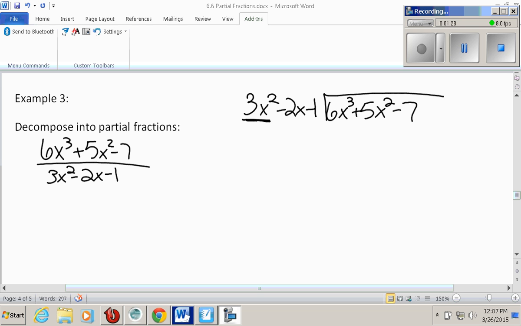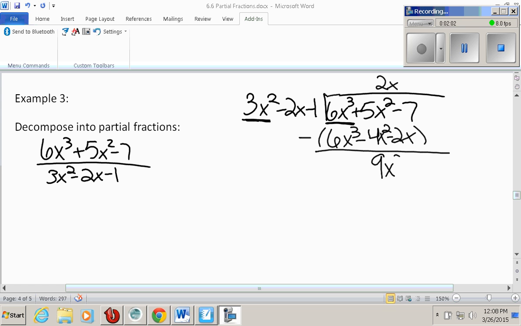All right, so we look at this 3x squared and see how many times it goes into 6x cubed. And we see that is 2x. 2x times 3x squared is 6x cubed. You also have to multiply through the rest of the terms. So this is regular long division. Okay, so we look at the 3x squared again. That goes into 9x squared 3 times. So 3 times your trinomial on the left there.